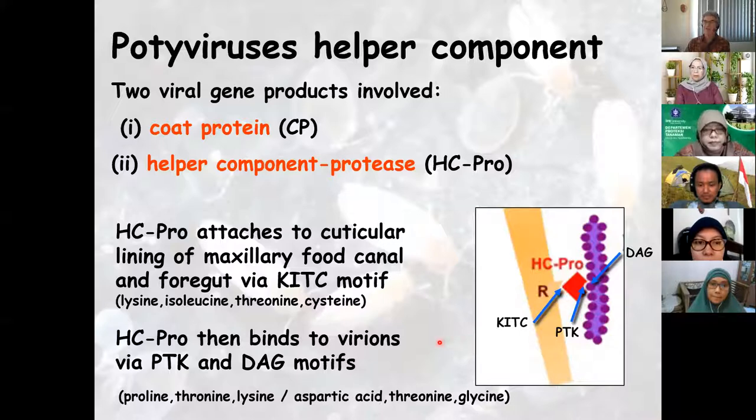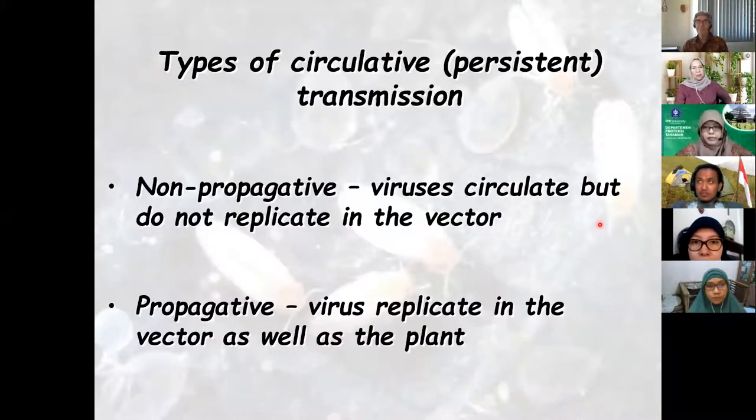Now, it's not simple, it's a very complicated system. But potyviruses that use this strategy are one of the most common types of viruses known in plants. So it's very, very successful. Right, so that was non-circulative transmission because the virus just sticks to the stylet of the aphid.